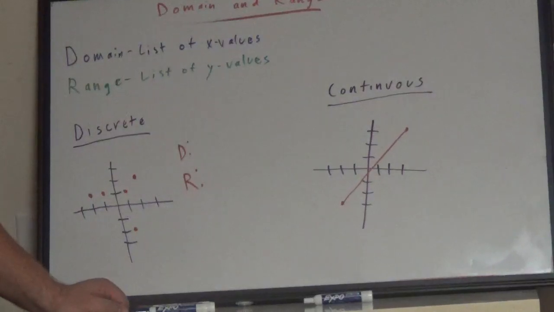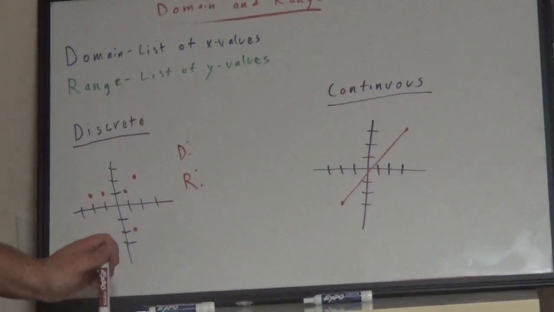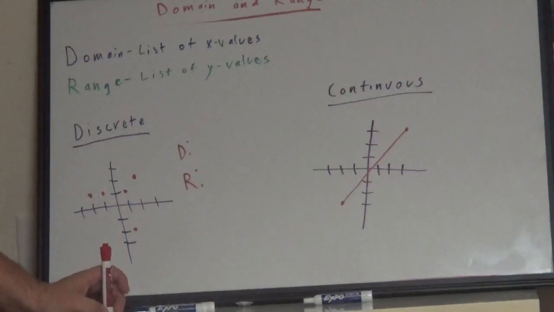Those are the definitions we're going to go with, and that's what we're answering. Domain is going to be what are the x values, and range are what are the y values.